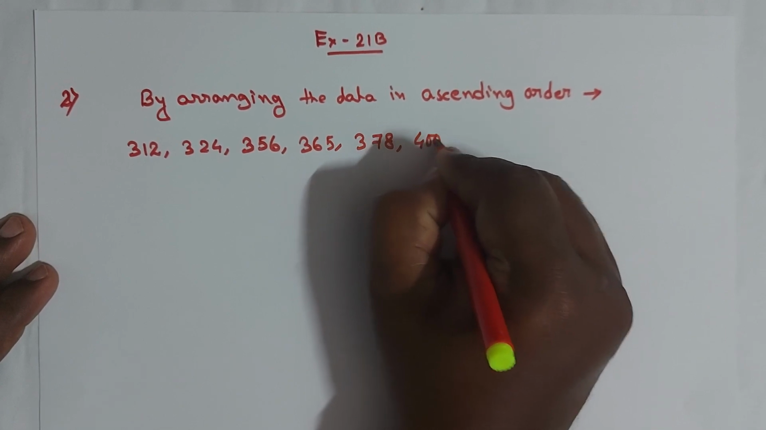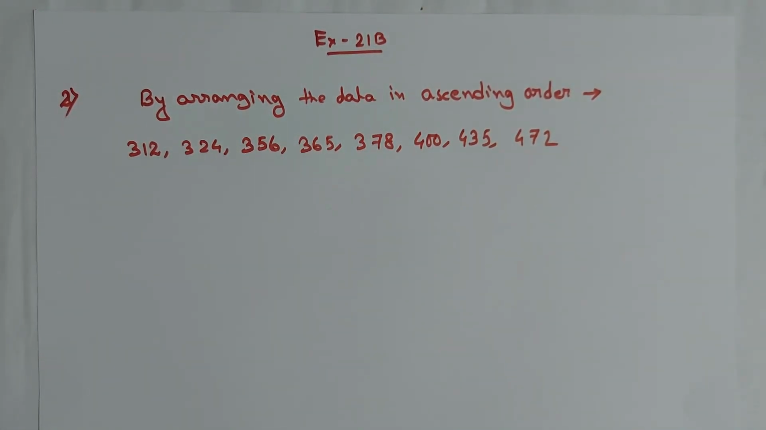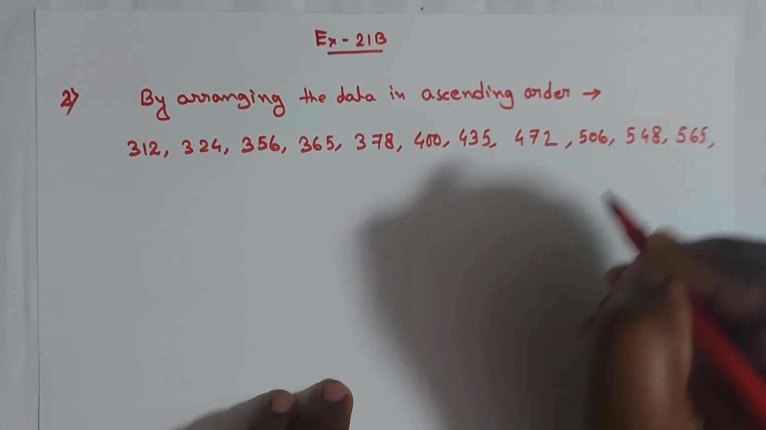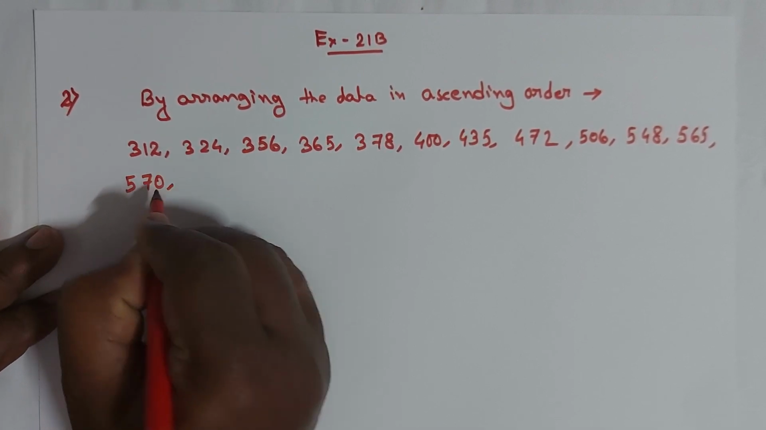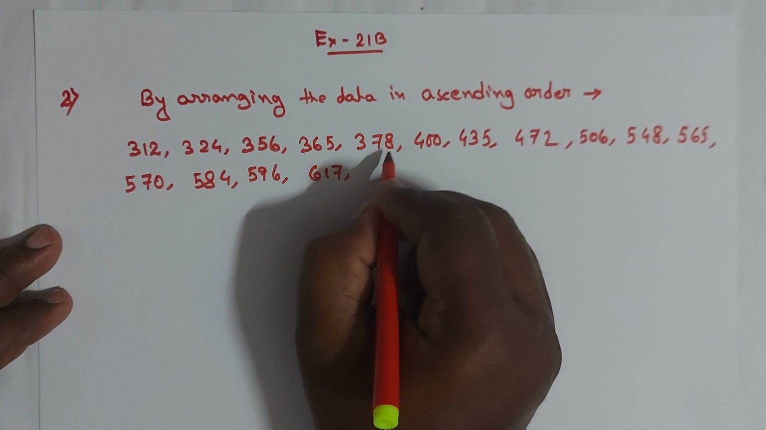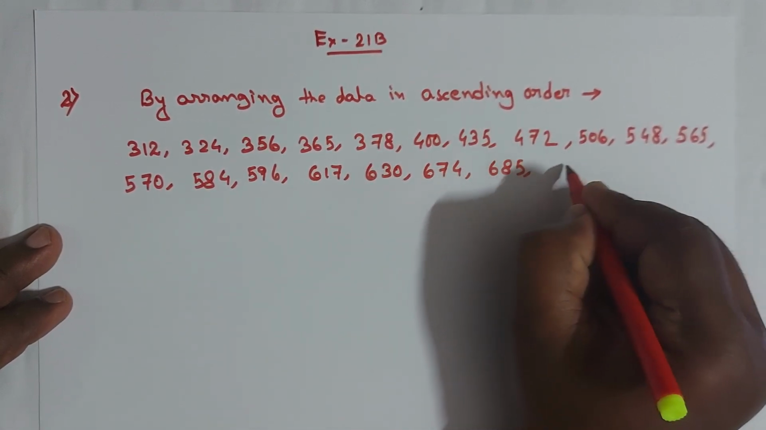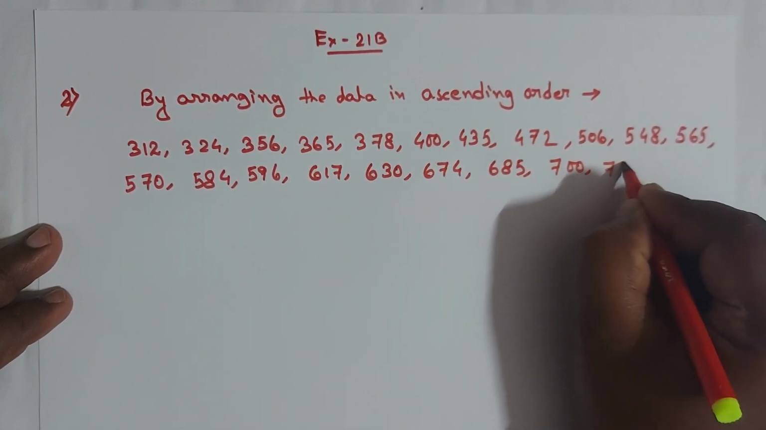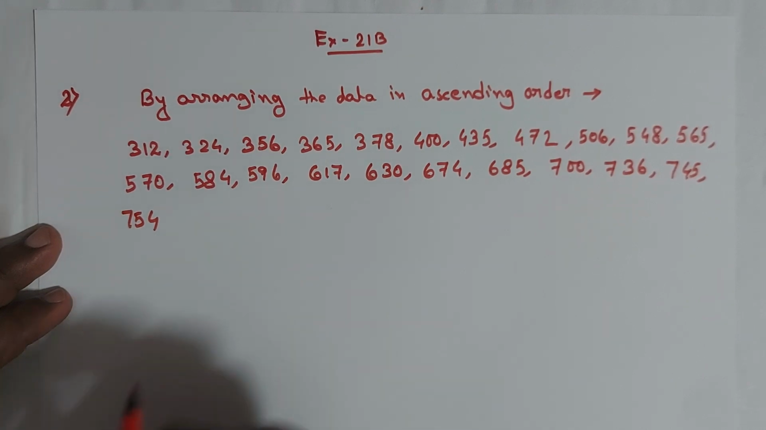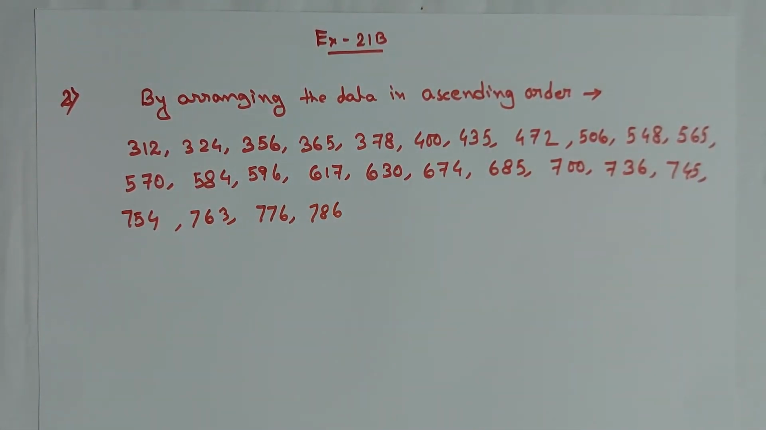then $378, then $400, then $435, then $472, then $506, then $548, then $565, then $570, then $584, $596, $617, $630, $674, $685, $700, $736, $745, $754, $763, $776, $786. Okay, so all the data completed.